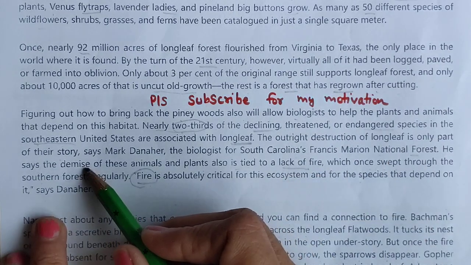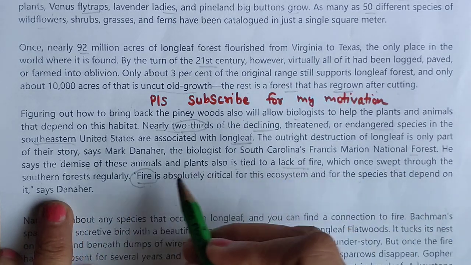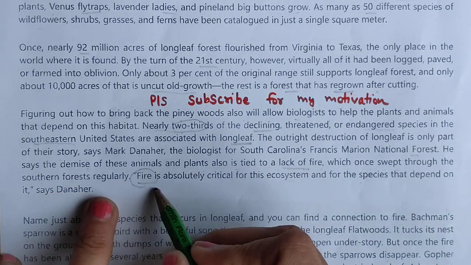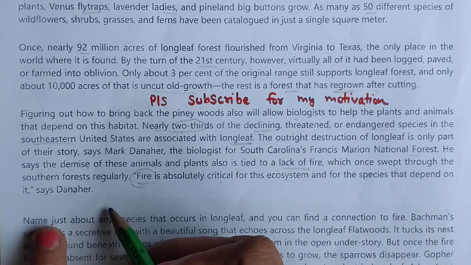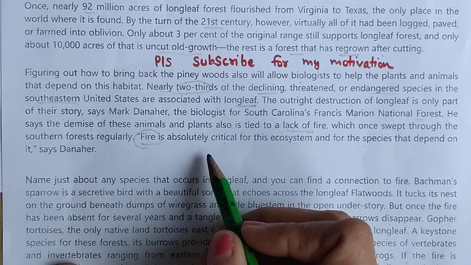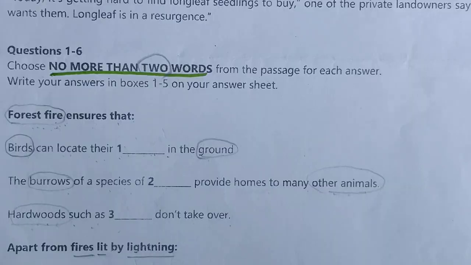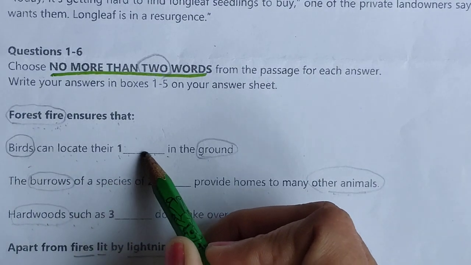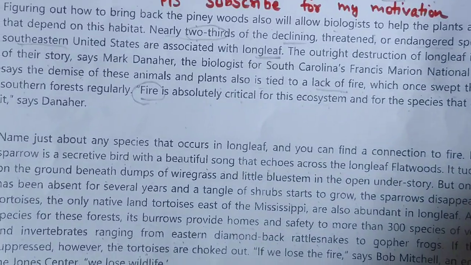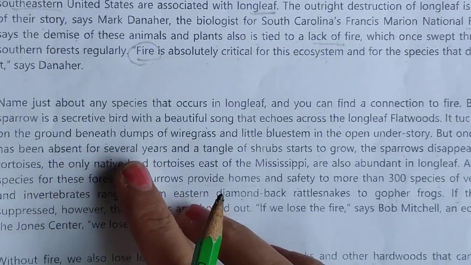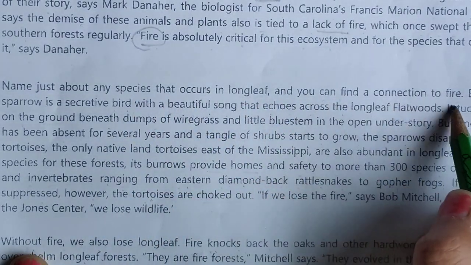He says the demise of these animals and plants is also tied to a lack of fire, which once swept through the southern forest regularly. Fire is absolutely critical for this ecosystem and for the species that depend on it, says Denher. So in this paragraph they are not saying anything more. Let's read the question statement again. Birds can locate their dash in the ground. Birds, ground, burrows. Let's find it from this paragraph where we have found fire here, and now we are on this paragraph. You can look at this. So any species, you can find a connection to fire.